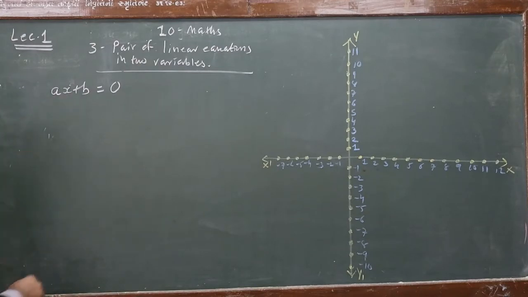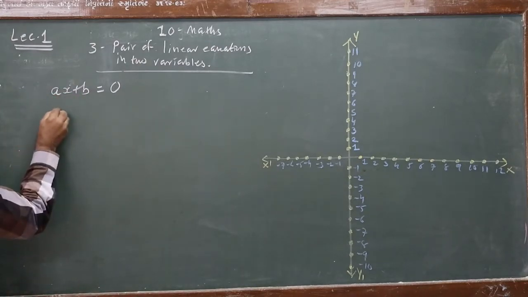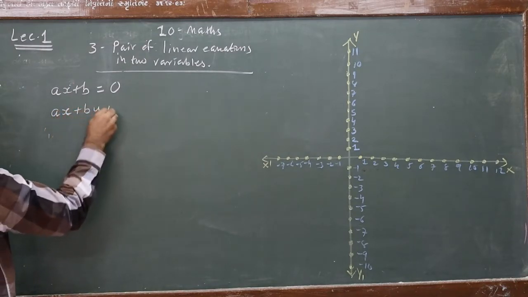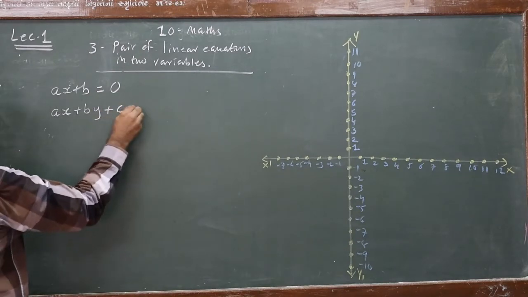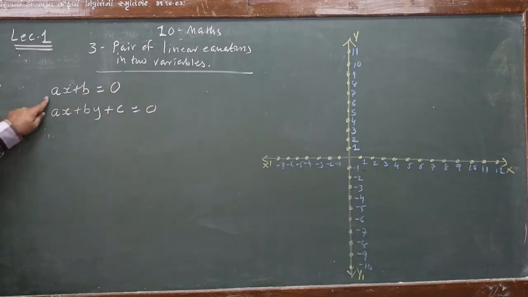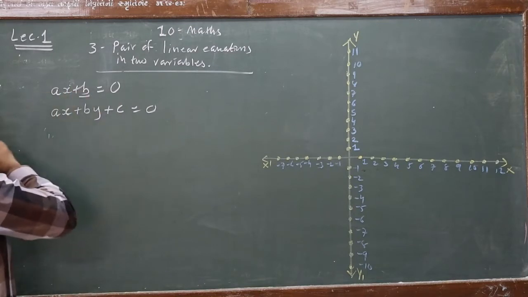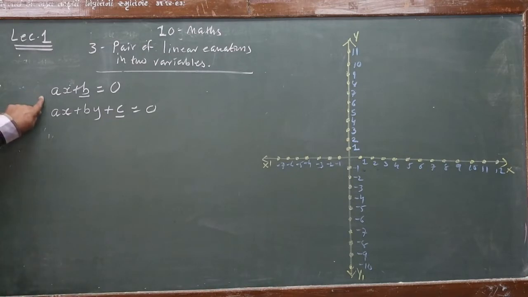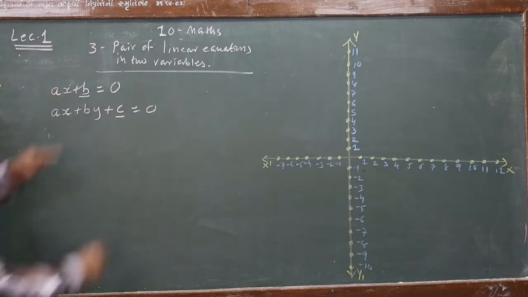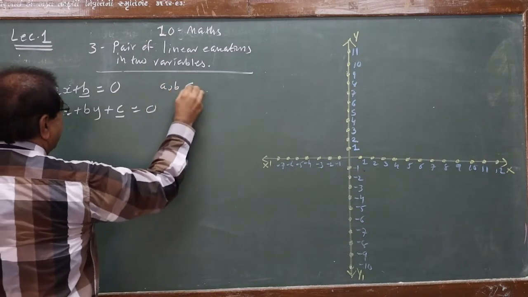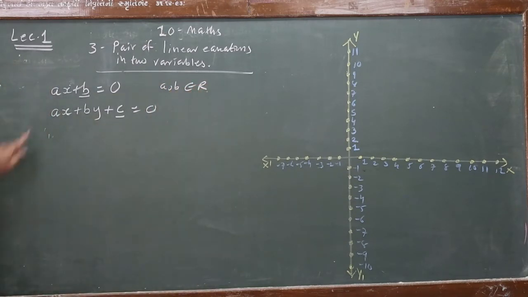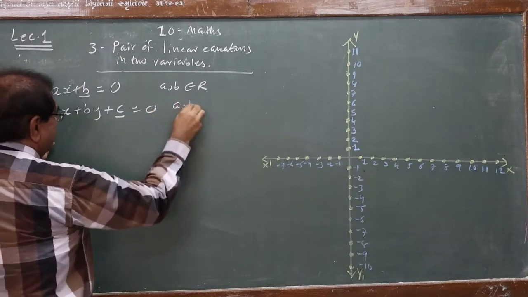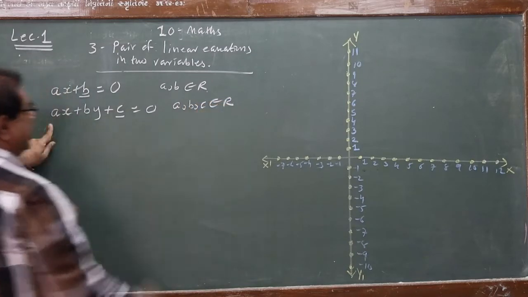So if I want to increase one more variable after x, I want y, then it can be ax plus by plus c is equal to 0. Because every equation can have a constant term. Here b is the constant term, here c is the constant term. For the first, linear equation in one variable, a and b both are real numbers. Here for the linear equation in two variables, a, b and c are real numbers.